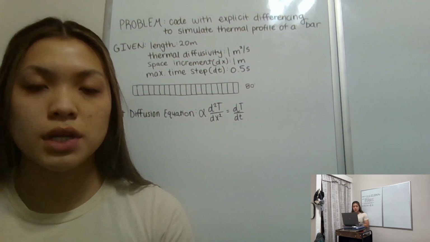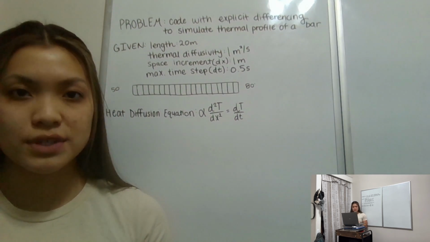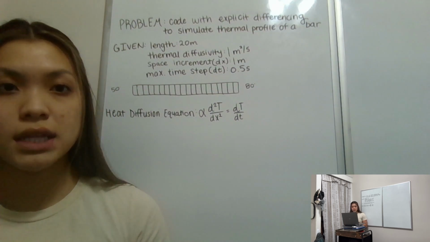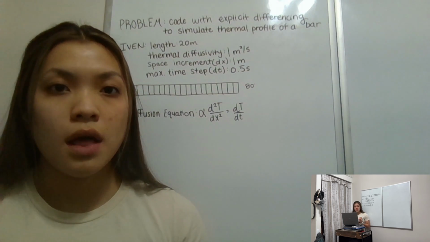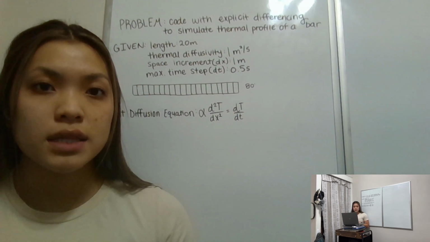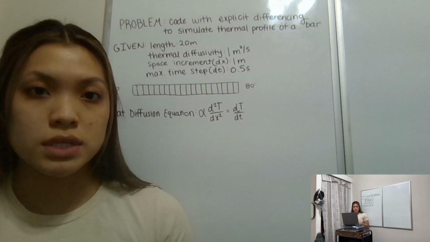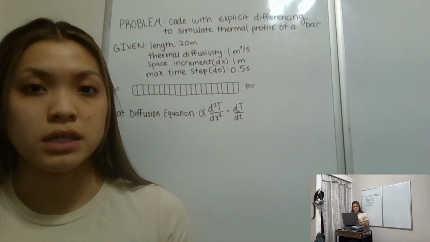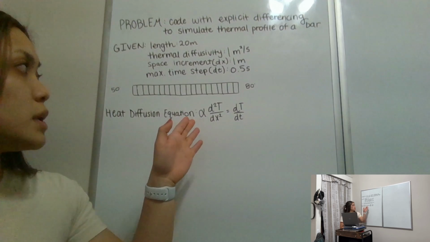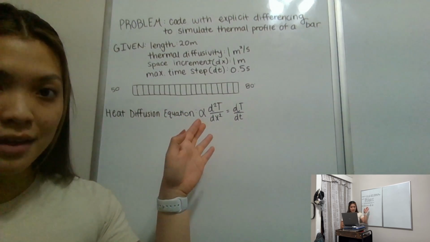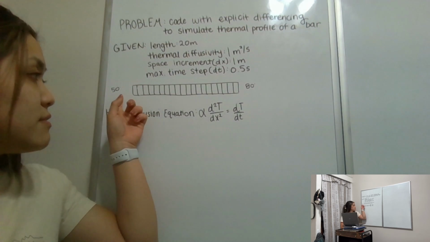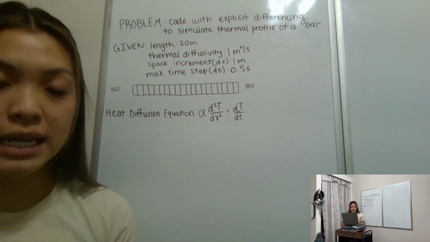Hello, in this video we're going to code with explicit differencing to simulate the thermal profile of a bar. We're given that the length of the bar is 20 meters, the thermal diffusivity of the bar is 1 meter squared per second, the space increment is 1 meter, and the max time step is going to be 0.5 seconds. Here we have the bar drawn with 20 increments because it's 20 meters, 1 meter long each increment. On the left is 50 degrees and on the right is 80 degrees.